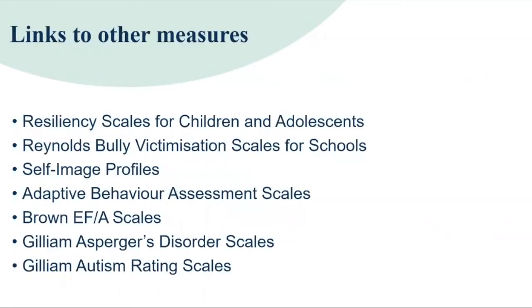The Beck Youth Inventory can be used in conjunction with other measures to gather an overall picture of the child or adolescent's social and emotional behaviour. It allows insight into why they might be experiencing difficulties within the school environment. Here is a list of the other measures which can provide a more comprehensive view. It can be used together with resiliency scales, bully victimisation scales, self-image profiles, adaptive behaviour scales, executive function attention scales, Asperger's disorder scales, and autism rating scales.